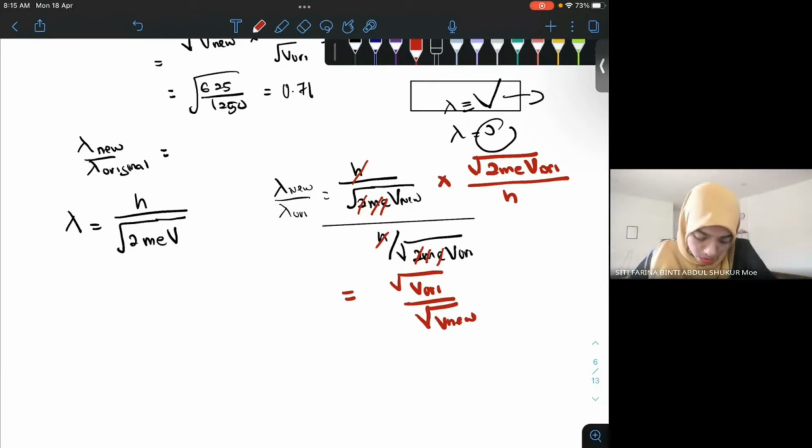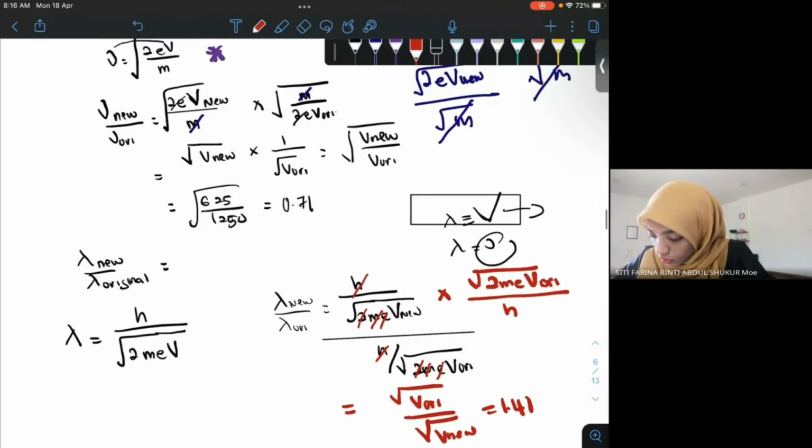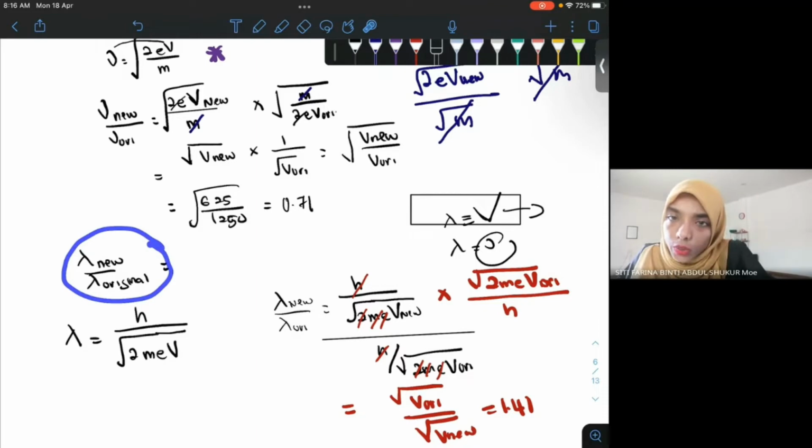Betul. V original adalah 1250. Kamu akan dapat 1.41. Be good here. Good, awak kena relate dengan equation yang akan kaitkan what is given in the question and with what the question ask lah untuk kita proceed.